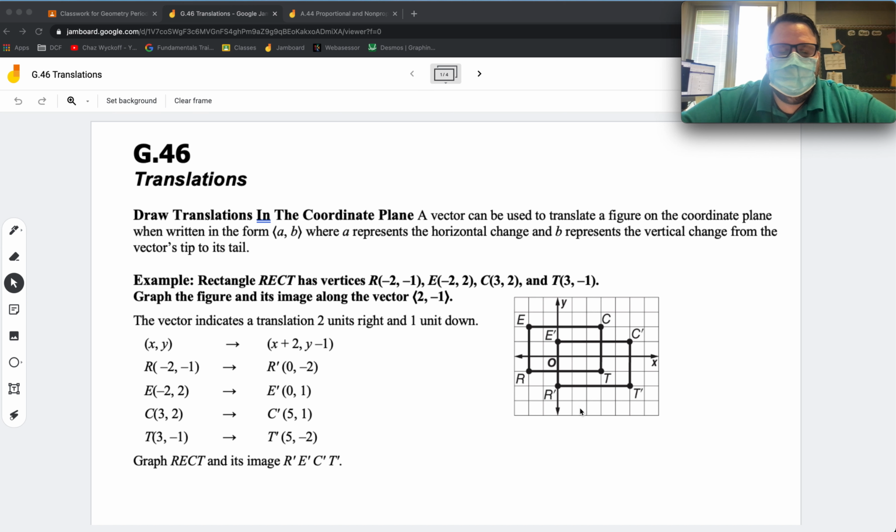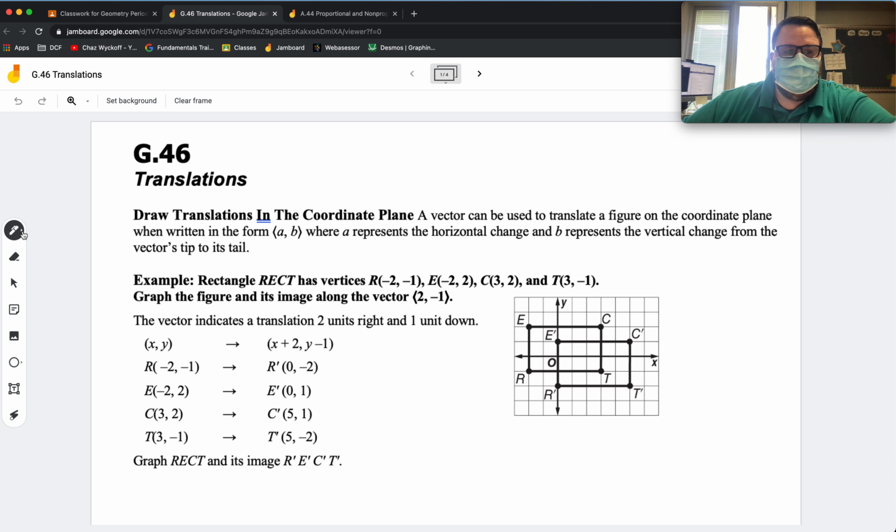Yesterday we did the translations where you just had the vector showing up as an arrow, and you just had to slide the shape and recreate it as best as you could. Today we're actually going to be moving things along the vector in a coordinate plane.